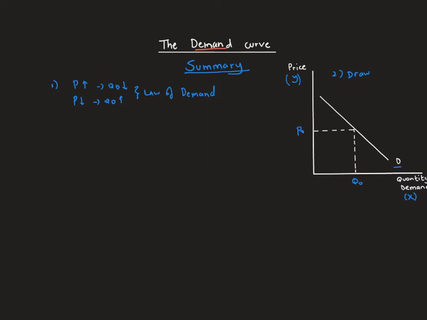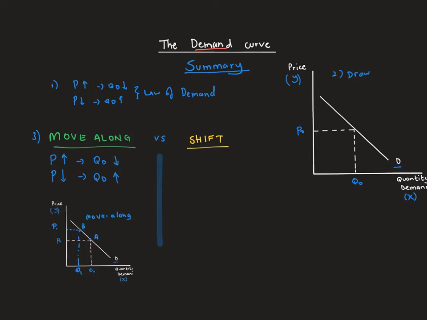The third thing we learned was the difference between a move along and a shift of the curve. The move along only takes place when there's a change in price. So when prices increase, quantity demanded decreases, and when prices decrease, quantity demanded increases. And this is only shown as a move along the demand curve, shown here below as the movement from point A to point B. And that only takes place when the product either becomes cheaper or more expensive, and how people react with regard to consumption or quantity demanded.